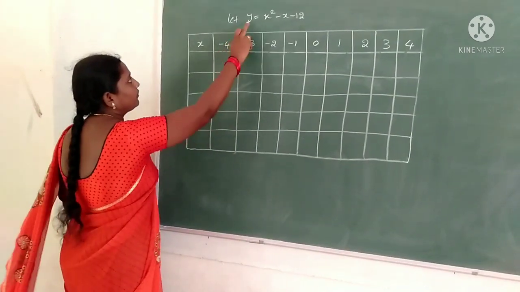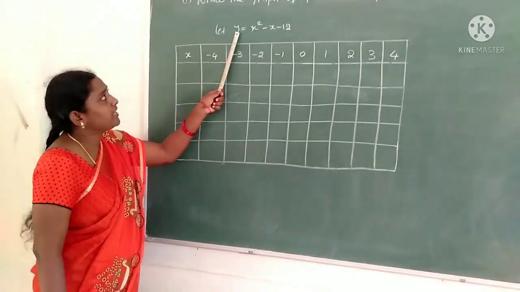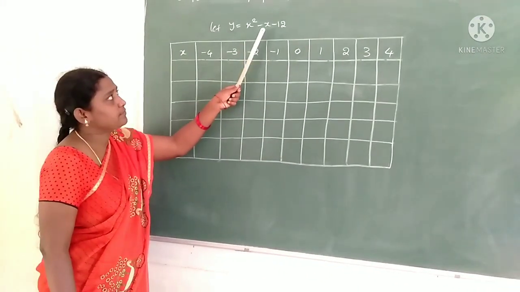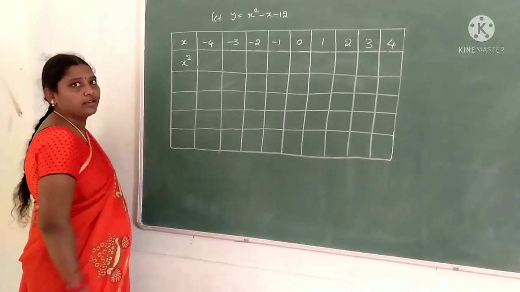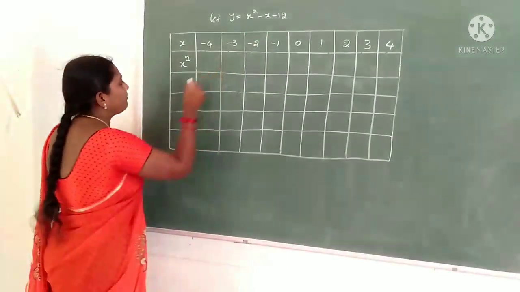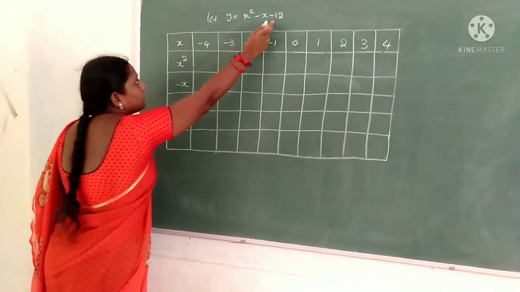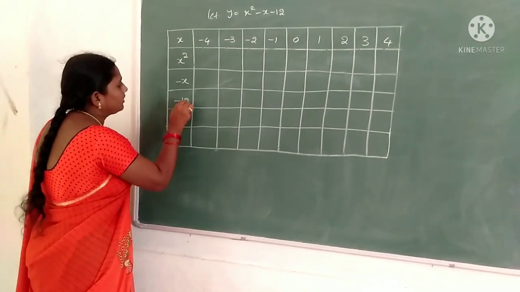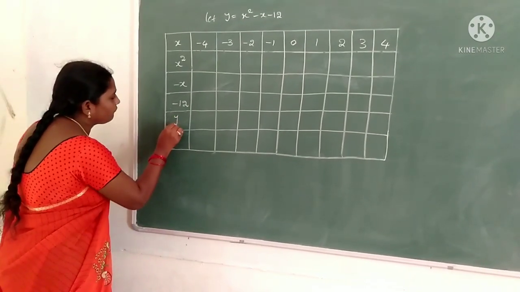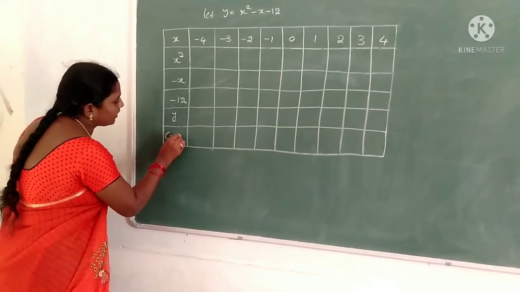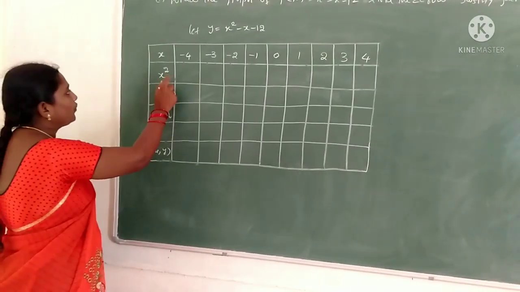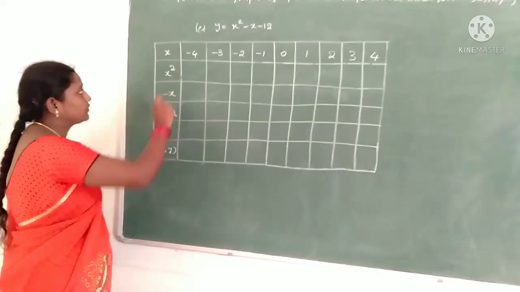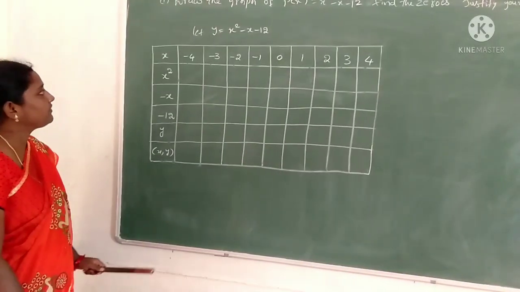Next column, y value. Y value means x squared minus x minus 12. We put the next column x squared, next one minus x, and next one minus 12. Next one y, next x comma y. First we find the x squared values.